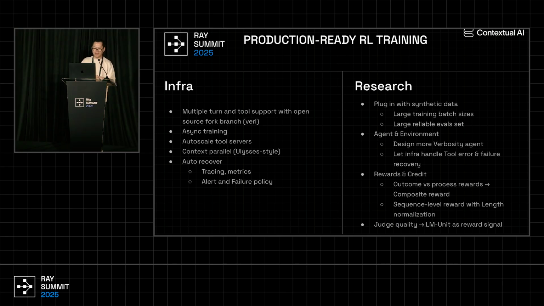We can tolerate a one-step gap, so we do asynchronous training. Tool servers have a lot of errors, or you can even have a traffic spike, so we auto scale our tool server. We also enable context parallelism there to solve the long context issue. We also put a lot of effort into tracing, metrics monitoring, and auto recovery on either the tooling side or the RL training side.